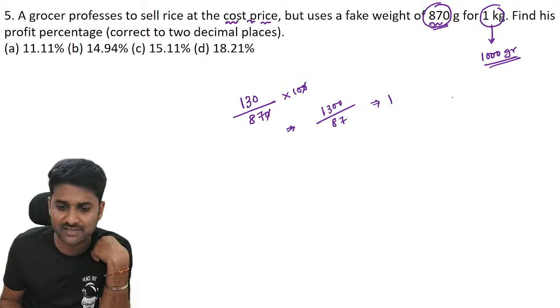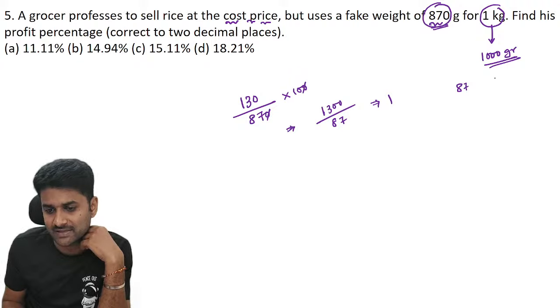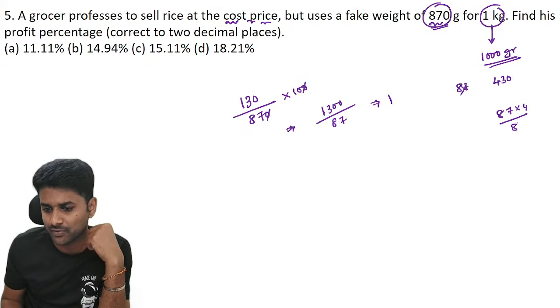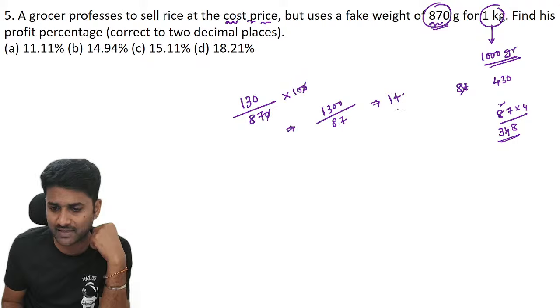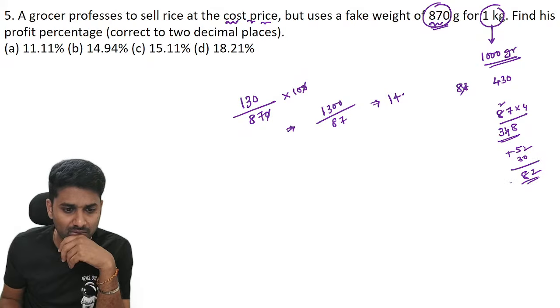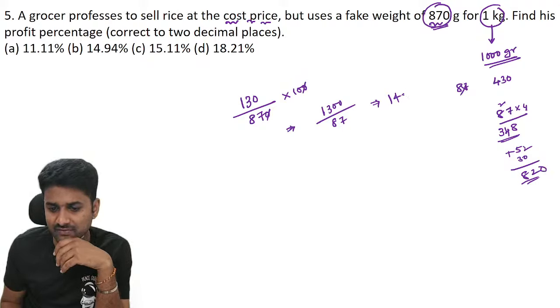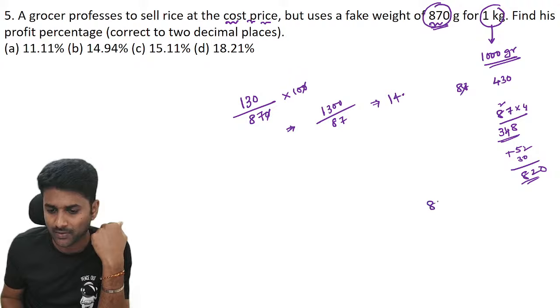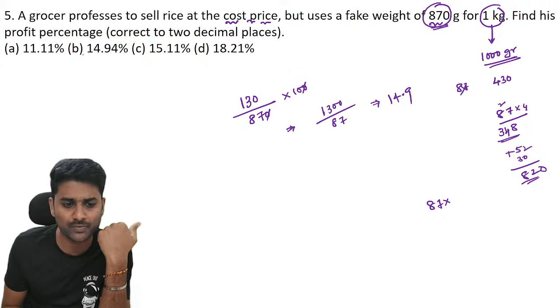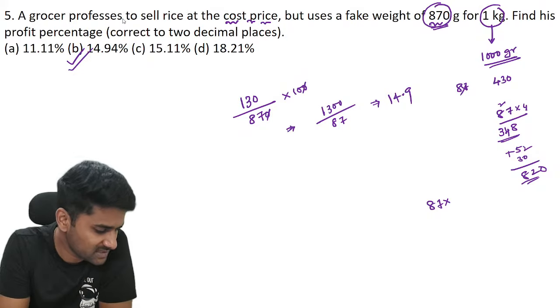Now 87 ones are 87, so 43 is left. Now 87 multiplied, we take 430. We have to take a 0. 7 fours are 28, 8 fours are 32, 32 plus 2 is 348. So it's 4 times, and again a decimal. 348 means here 52 plus 30 is 82, so 82 is left. Now again we have to consider 0, we have a decimal now. 87 into 10 is 870, so definitely it is 9 times. If you go through the options, 14.94% is the correct answer.